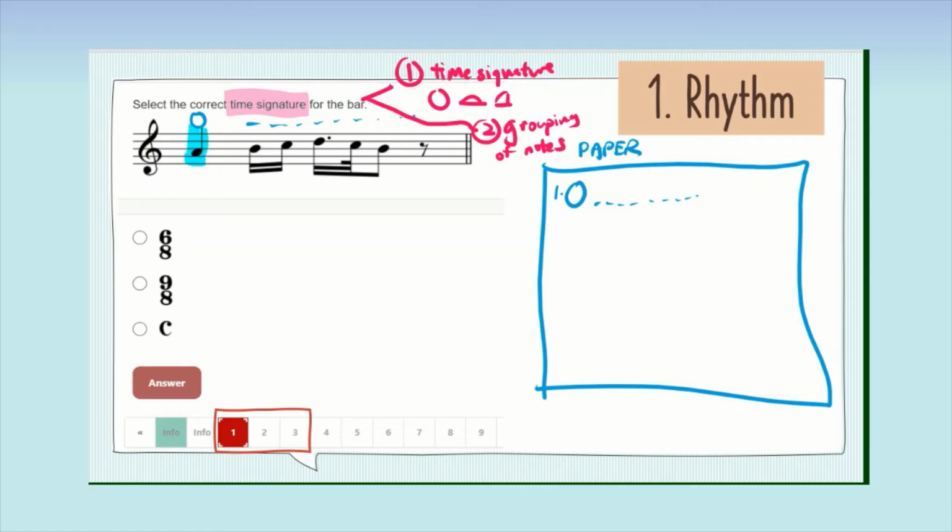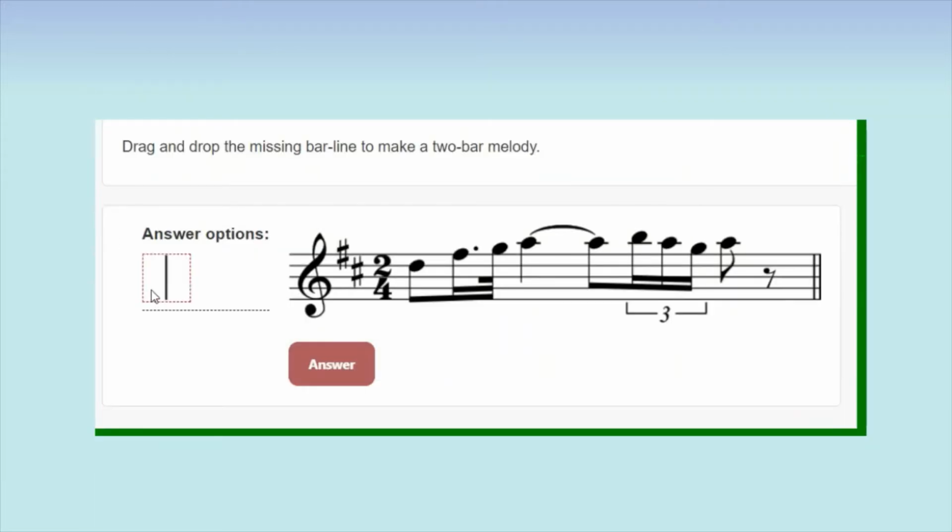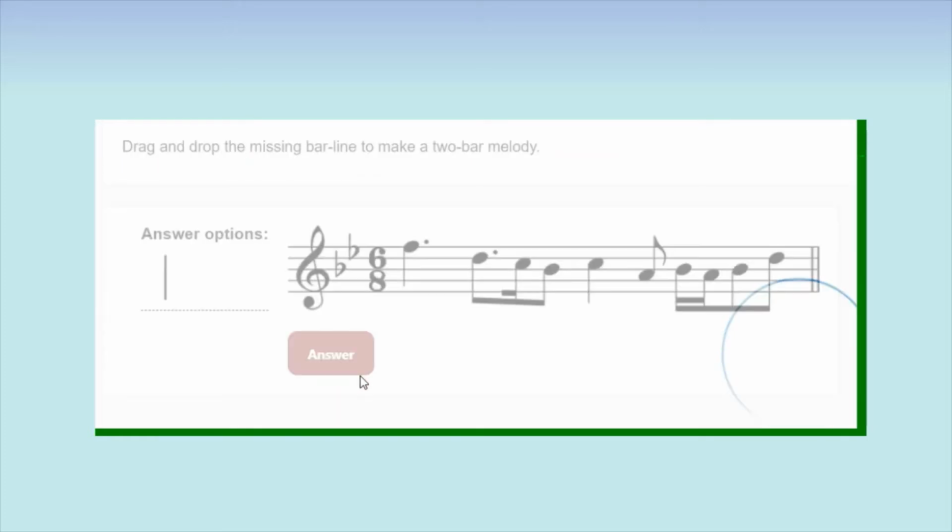Let's move on to the next question. Drag and drop the missing bar lines to make a 2-bar melody. You can click on this bar line and drag it to wherever you want it to be. If you think the bar line should be placed here, you just leave it here. Put it nicely, and when you're happy with the answer, click on the answer and it will bring you to the next question.